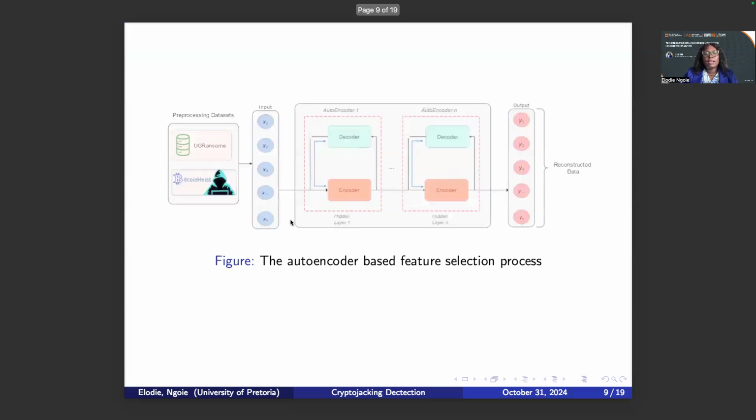Moving on to the next, this is a figure that represents the autoencoder-based feature extraction. What is the process of it? This is just a visual representation. So we have our data, we feed it as the input, and there is a series of autoencoders that will select or extract whatever is important in our dataset, and then reconstruct it and minimize errors.